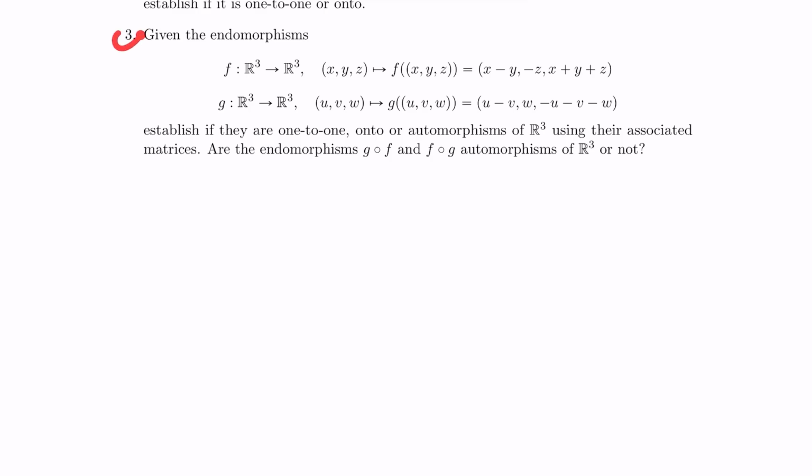Finally, let's consider the third exercise. Given these endomorphisms, establish if they are 1 to 1, onto, or automorphisms of R3 using their associated matrices. Recall that an automorphism is an isomorphism of a vector space with itself. The exercise ends with this question. Are the endomorphisms G composed with F and F composed with G automorphisms of R3? My only hint for the solution of this exercise is to study the properties of F and G using matrices.